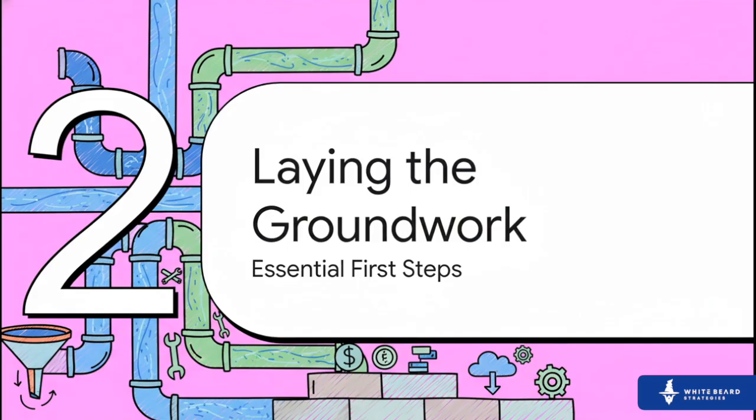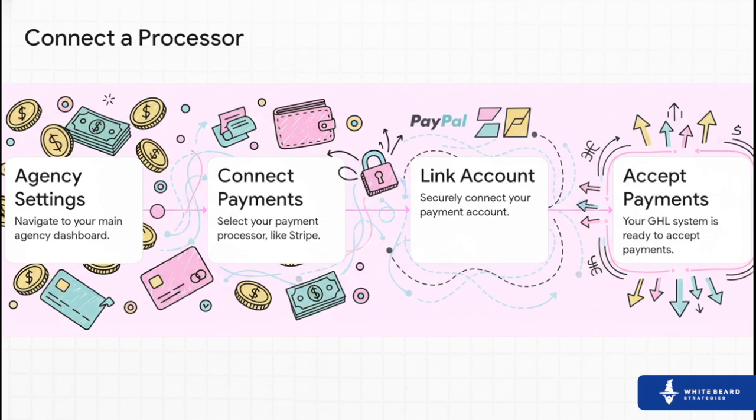All right, let's get into the nitty-gritty. Before you can sell a single thing, you have to get the plumbing right. These next couple of steps are the absolute foundation for everything else we're going to do. Okay, first things first, and you can't skip this. You have to connect a payment processor like Stripe or PayPal. It's super easy. You just handle it right inside your agency settings. Once you link up your account, that's it. Your entire GHL system is officially open for business and ready to accept payments. It's the critical first domino.